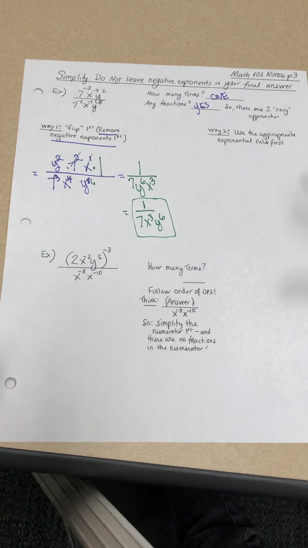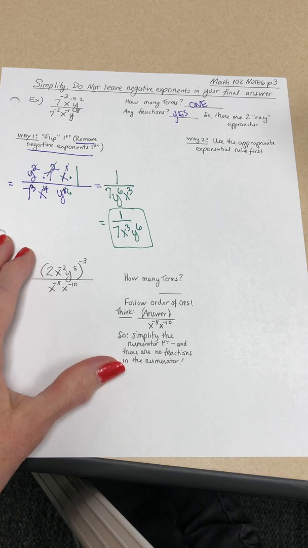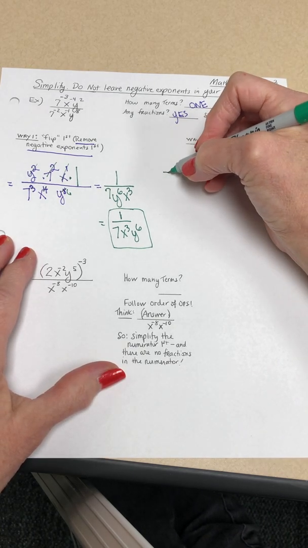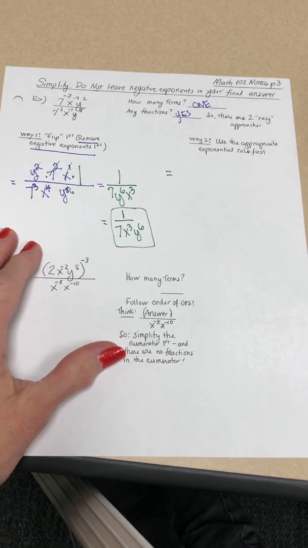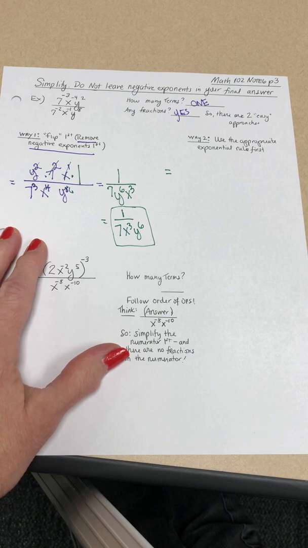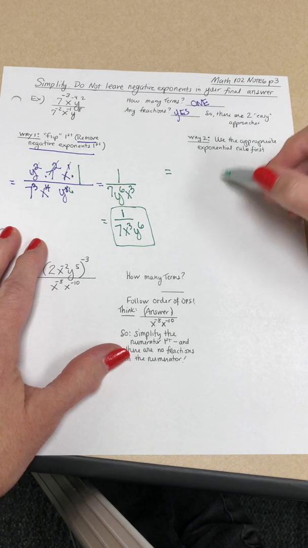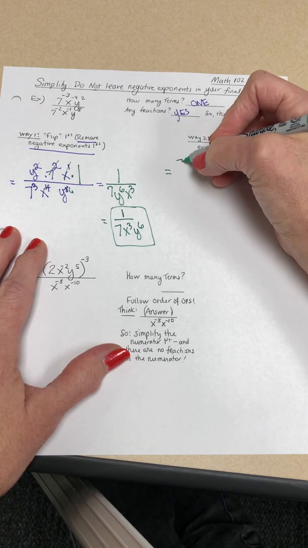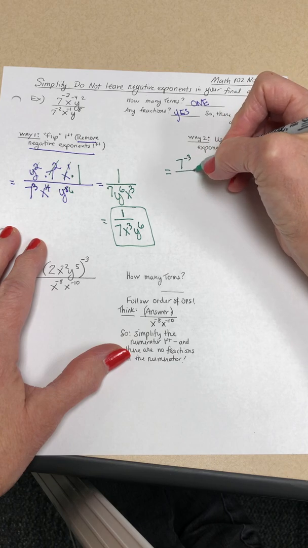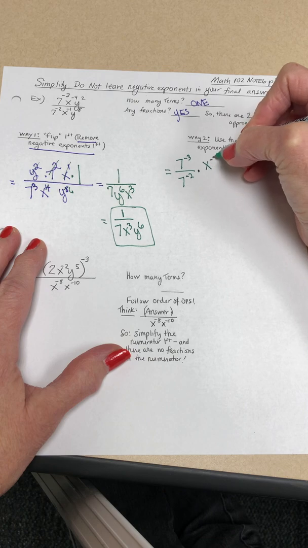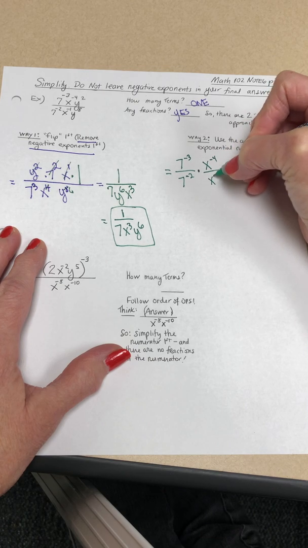Now, if you say, I don't do that. I want to use my exponential rules first. And there will be times where certain problems, especially when we get to fractional exponents, you're going to want to be able to do it this way too. So the way you do it without removing the negative exponents first is you sort of peel off the factors with the same base.